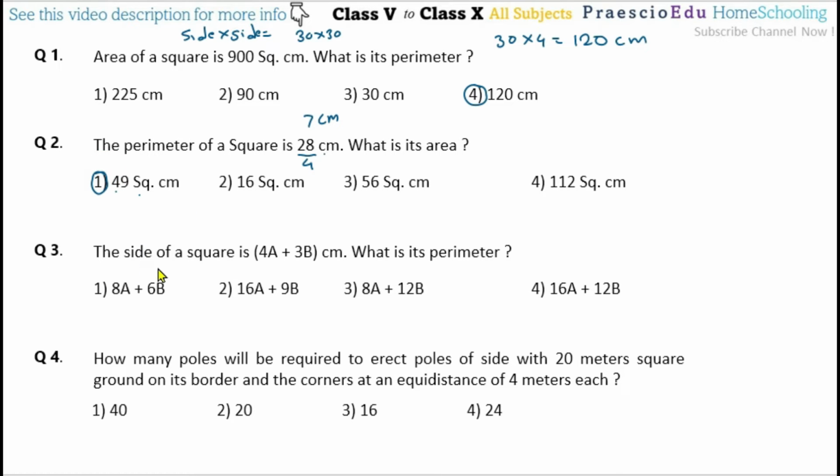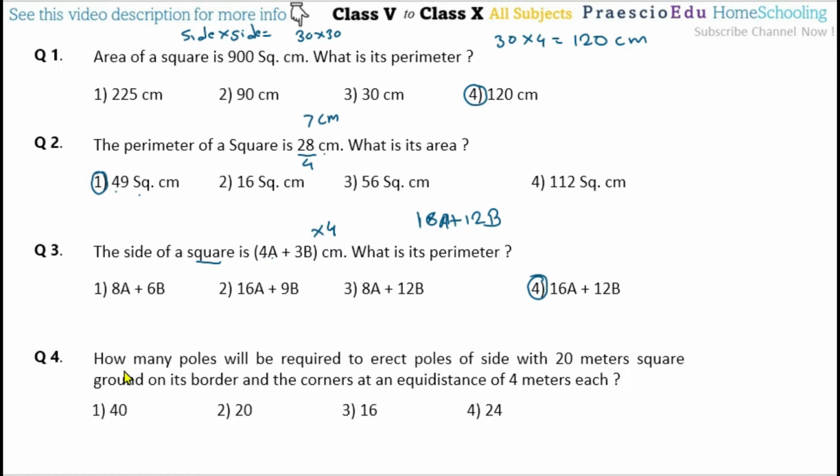Now question number 3, the side of square is 4a plus 3b centimeter. What is its perimeter? Now this is a square, so the shape is a square, means this is one side multiplied by 4. So 4 multiplied by 4a means that is 16a. Now plus 4 multiplied by 3, so that is 12, and b is there. So 16a plus 12b means option number 4 is the correct one.